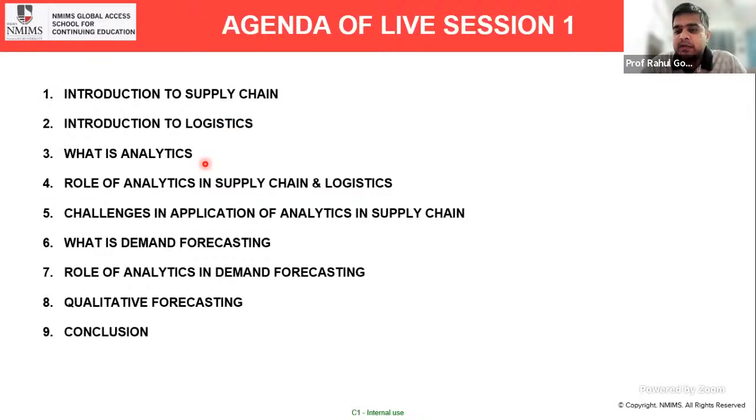Then we saw what analytics means, what is the progression or evolution present in the field of analytics. Then we saw the importance and role of analytics. So there's a logical flow in the content that we covered in session one. First the definition of supply chain, then logistics, the definition of analytics, then the role of analytics in supply chain and logistics, and the challenges. What challenges are faced by data scientists, business analysts or supply chain analysts when they try to apply some of the tools and techniques in the field of supply chain analytics.